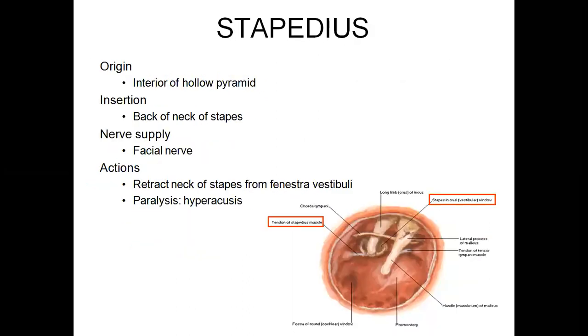Then we have another muscle inside the middle ear cavity called the stapedius, which comes from the interior of the hollow pyramid. This is the tendon of the stapedius muscle. Insertion is the back of the neck of the stapes. Nerve supply is the facial nerve. Action: it retracts the neck of the stapes from the fenestra vestibuli. And if this muscle is paralyzed due to damage of the facial nerve, even small sounds appear very loud. That condition is hyperacusis.